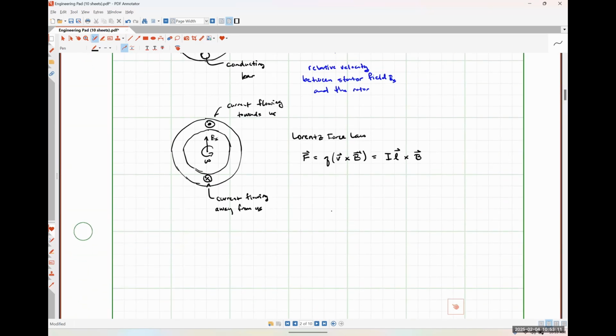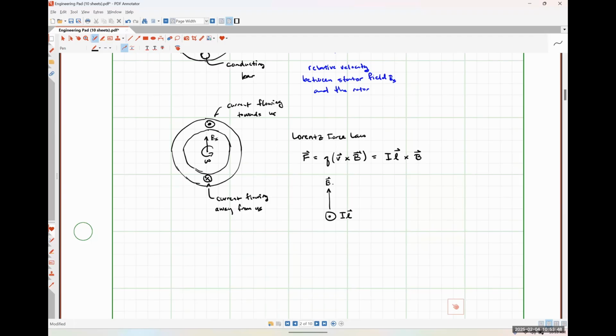So let's start with the conductor where the current is flowing out, like so, okay? So our IL vector is directed out of the page towards us, right? Our current is flowing towards us, and so this is going to have the direction of current flow. And right now, our B field is directed straight up because that's our starting point.